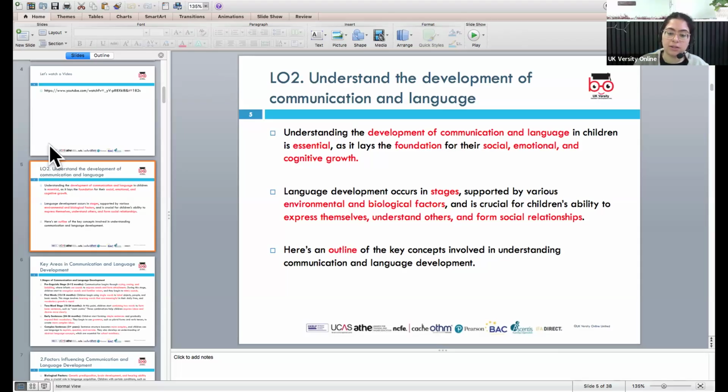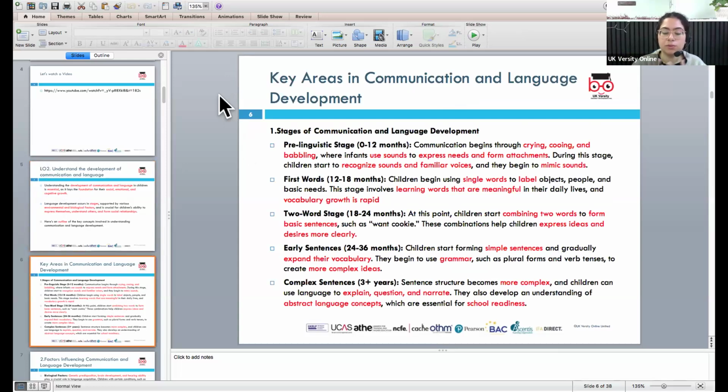So here's an outline of the key concepts. The key areas in communication and language development. First is the stages of communication and language development. So the first stage would be, of course, the pre-linguistic stage, which is 0 to 12 months, up to 1 year. Communication happens through crying, cooing, and babbling.